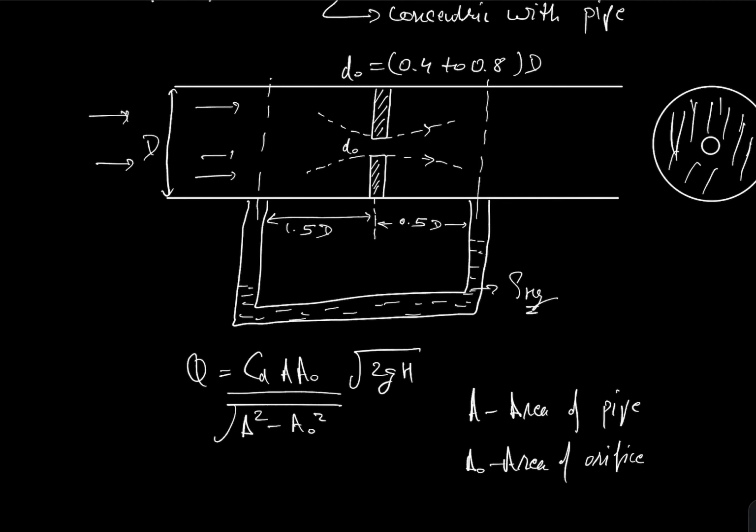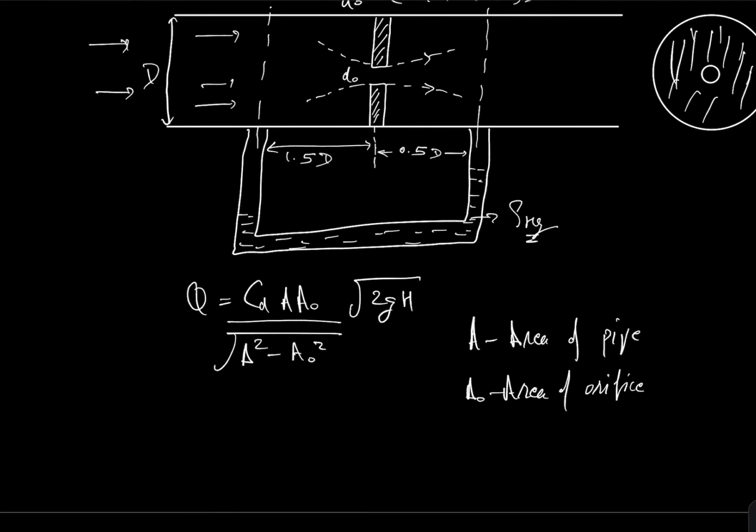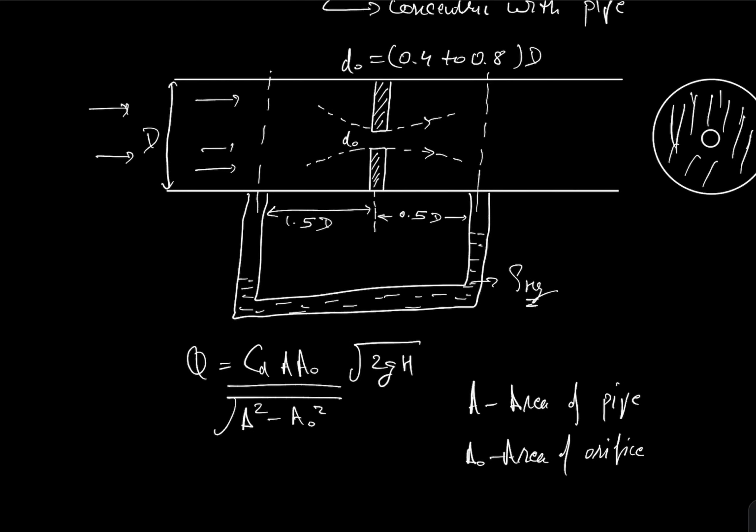Fine. Now you know how H is calculated, as we have already discussed in our class on the venturimeter. The process is similar. Here CD is also the coefficient of discharge. Here the coefficient of discharge is different from the venturimeter.